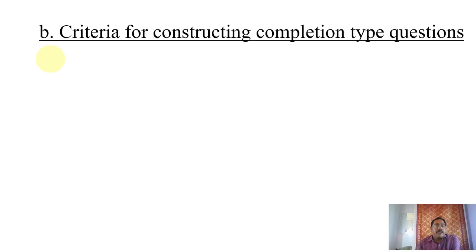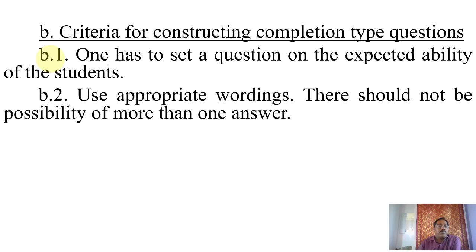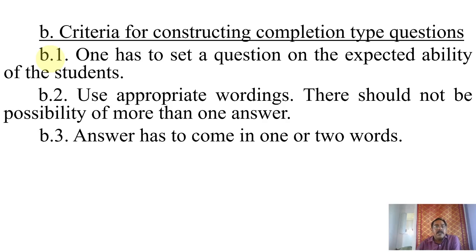Now we are going for the criteria for constructing completion type questions. One has to set a question on the expected ability of the students, and this is what we have followed from the oral question, essay question, short answer question, 1 mark question, and now the same thing. B2, use appropriate wording. There should not be possibility of more than one answer. This we are discussing a little later. B3, the answer has to be in one or two words. So in that way, we have to construct the question. More than two words may not be necessary.